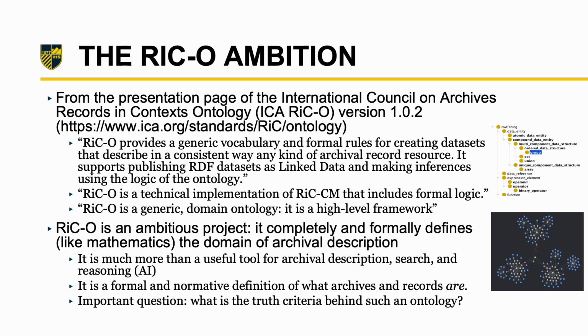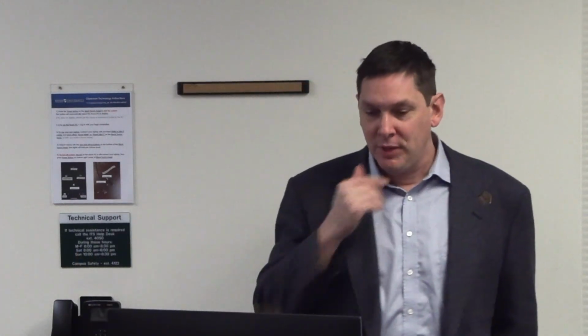An important question is, what is the truth criteria behind an ontology? How can you actually judge if it's correct or not? And here I think mathematics can help us. So I'm going to be inspired here by Haskell Curry in '51, who wrote an outline of a formalist philosophy of mathematics, and I think that can help us put some concrete definition on all of that.